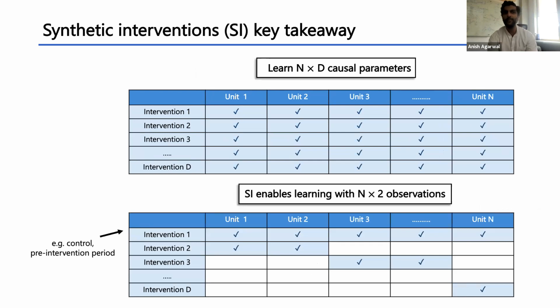The key data requirement is that we need to observe all the various units, n units, under one intervention that's common. For example, in the COVID-19 example, this would be the pre-intervention period where they're all under the low mobility restriction. But this is more general. It could be just any intervention for which we observe all the various units, and we can call that control, for example. So that's the goal of the work, and the key takeaway is that synthetic interventions lets you do this with n times 2 observations.